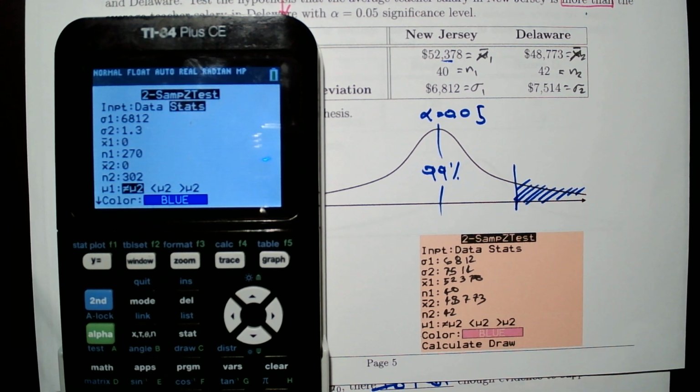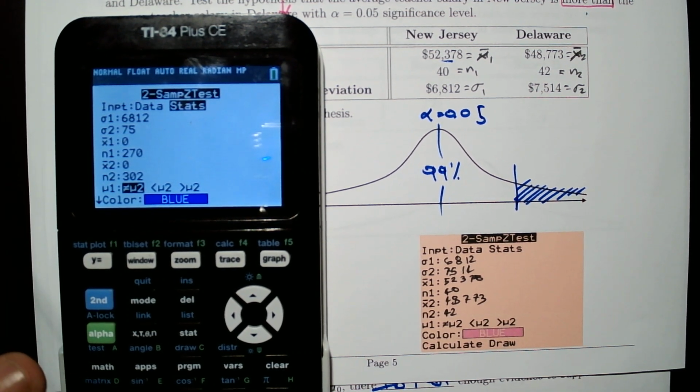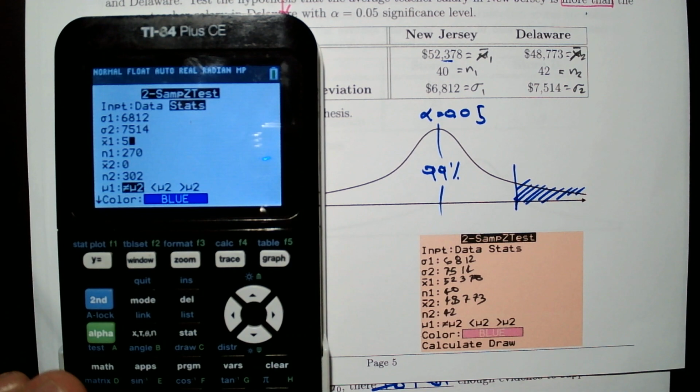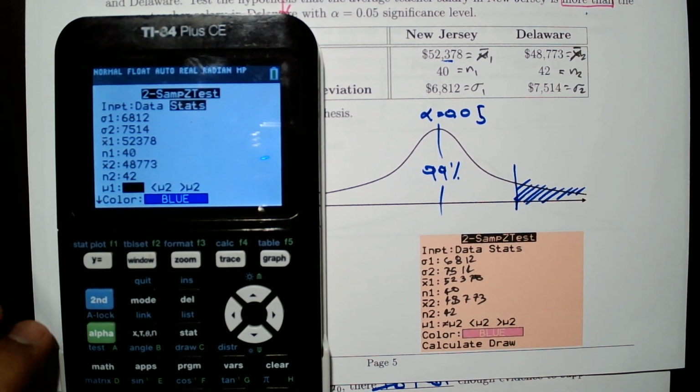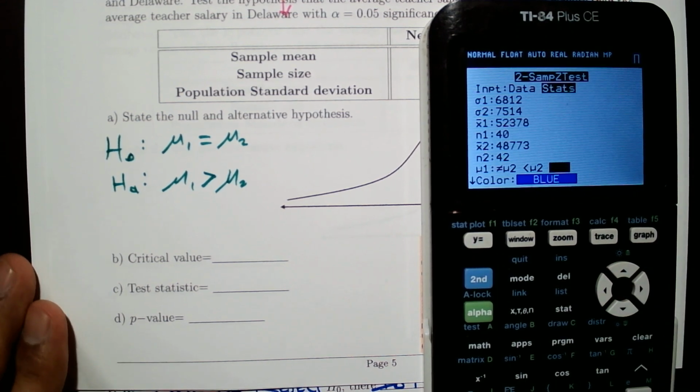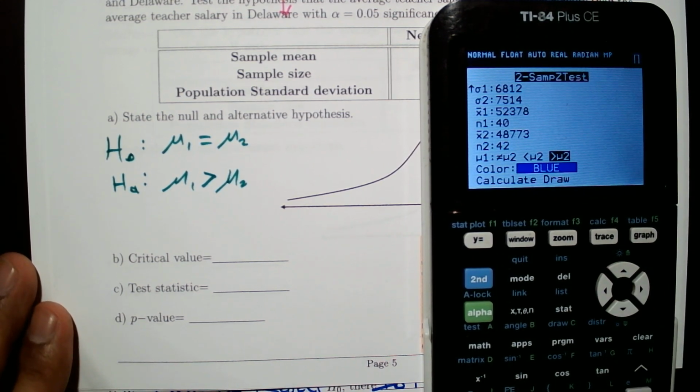So sigma 1 will be 6812, sigma 2 is 7514, x1, which is the mean of sample 1, 52,378, n1 is 40, and x2 is 48,773, and n2 is 42. All right, which test are we going to do? Well, notice we're going to use the greater than, so go and check this one out. Keep scrolling down and calculate.